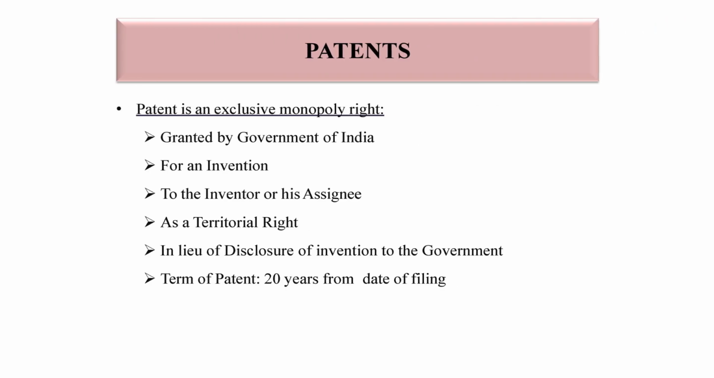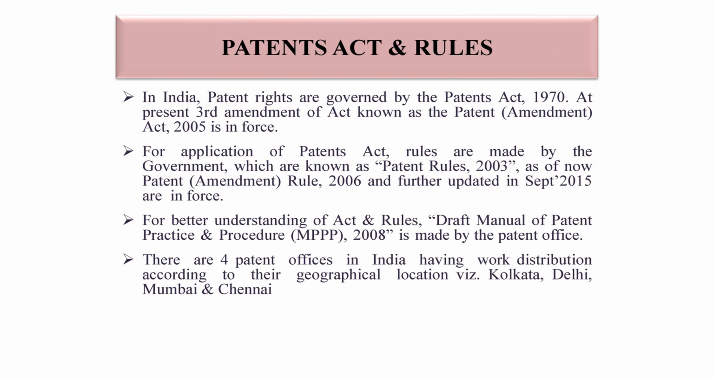Patent is an exclusive monopoly right granted by Government of India for an invention to the inventor or his assignee as a territorial right in lieu of disclosure of the invention to the government. Term of patent, 20 years from date of filing. Think about this for a moment. A patent is essentially a trade-off. The inventor gets a 20-year monopoly, but in exchange must fully disclose the invention to the government and, ultimately, the public. This brings us to Patents Act and rules.